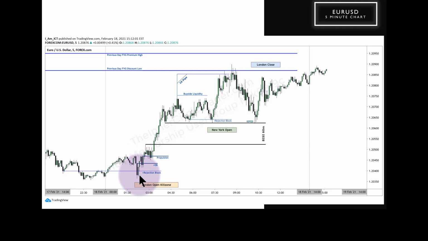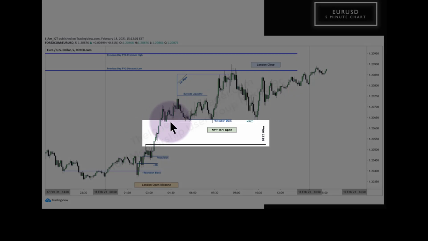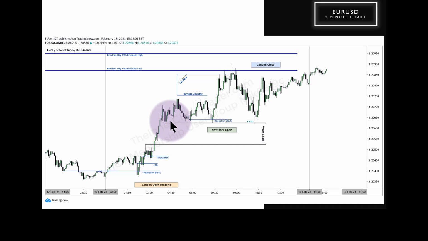Rejection block, which is a discount PD array. Last down close candle here is the order block. It trades down into that as well. And this down close candle is your propulsion block. It trades into that. Then we send price higher. This is your hourly buy side imbalance, sell side inefficiency. So take a look at your hourly chart and you'll see that buy side imbalance, sell side inefficiency.